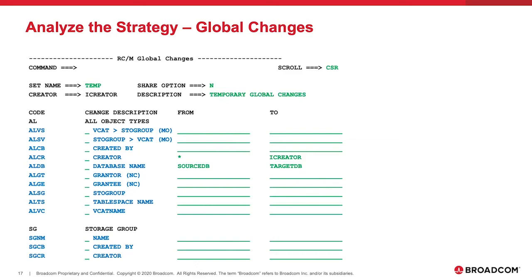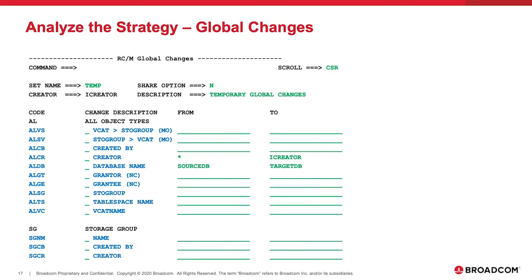Once done, you can save the global change set by overtyping the set name, share option and description at the top, and then you can reuse it for future analyses. Or you can leave it as temp and it is only available for the current analysis. F3 once done.